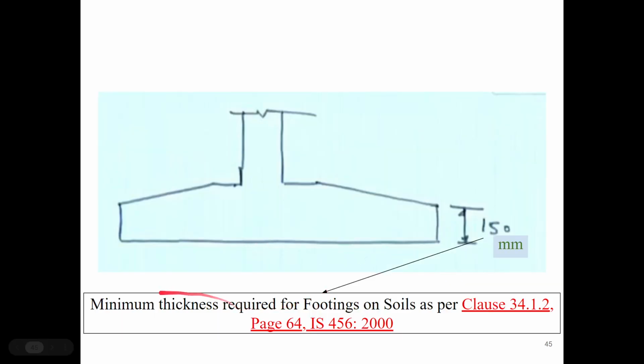Apart from that, as we discussed, the minimum thickness required for footings on soils is 150 mm. In our case it is 570 mm, so it is much higher than 150. We have provided 650 for the total depth, so it is much higher than 150, and the 150 mm minimum thickness is for footings on soils, as per clause 34.1.2, page 64 of IS 456:2000.